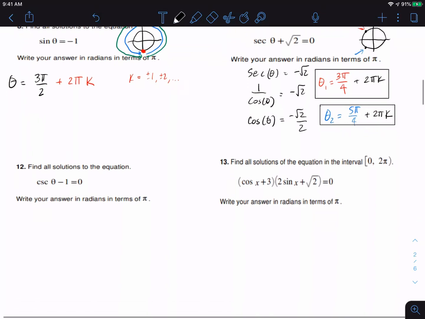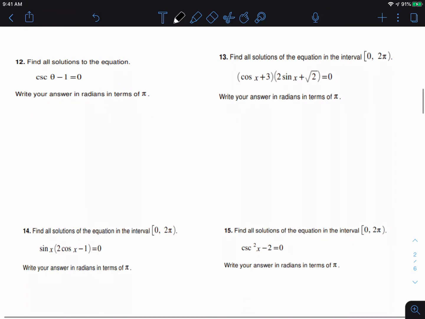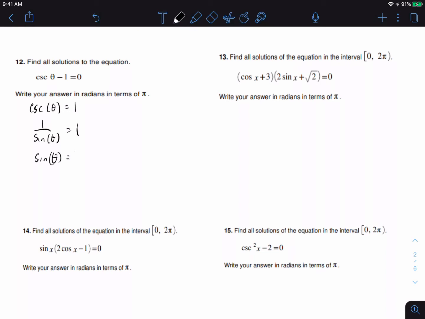Okay, now let's look at number 12. So with number 12 then, we're going to get cosecant of theta is equal to 1. That's the same as 1 over sine theta, which is equal to 1. So sine of theta is equal to 1. So where is sine of theta equal to 1? You guys should start having these memorized, right? It happens at pi over 2.